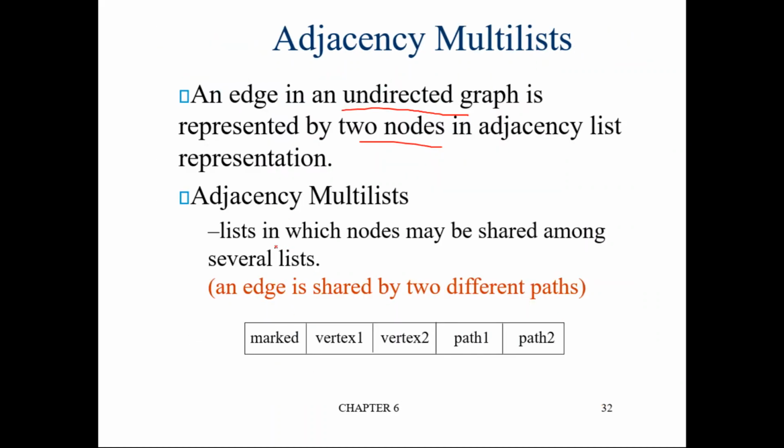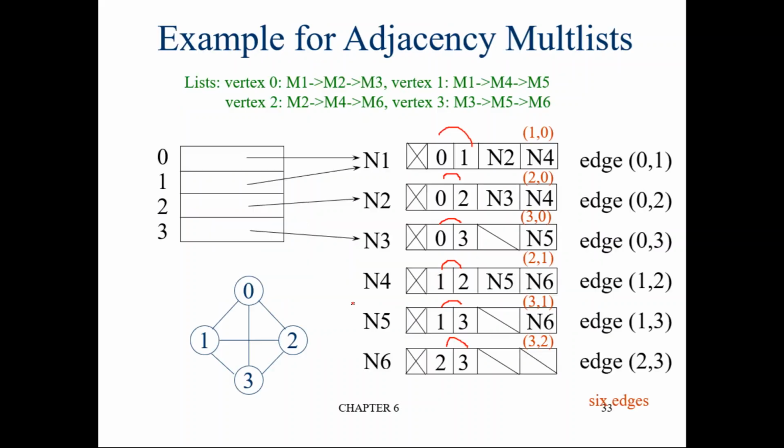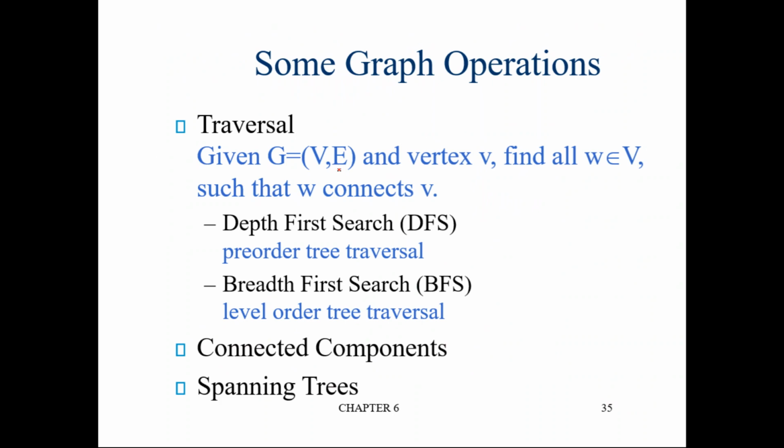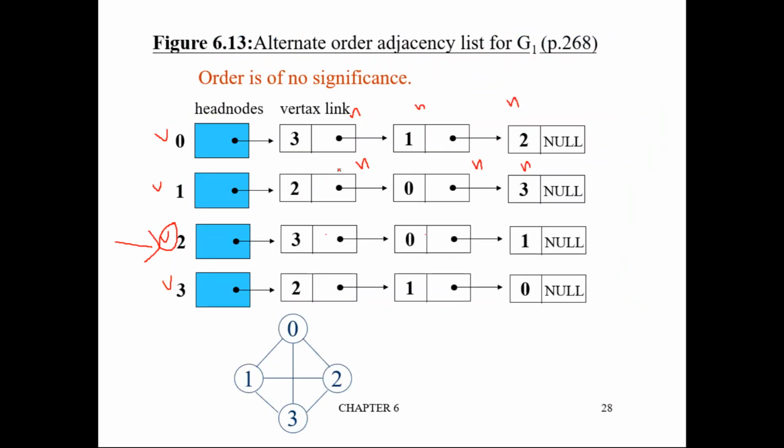So in adjacency multisets, nodes may be shared among several lists. An edge is shared by different paths. Here we have seen this edge is shared by different paths. It is shared from this path and also from this path. But finally, it will identify the particular edges for all the nodes. So these are the different ways of representing graphs.